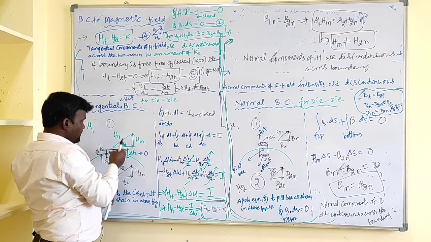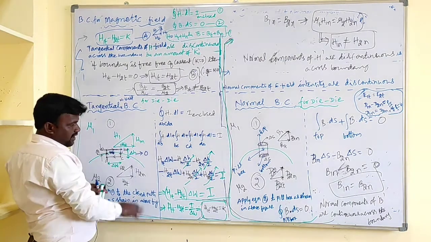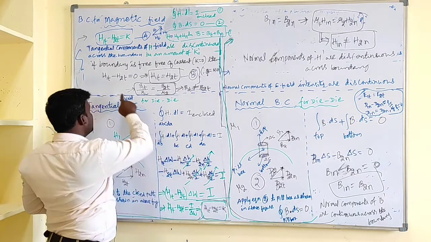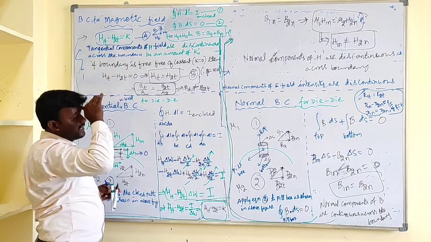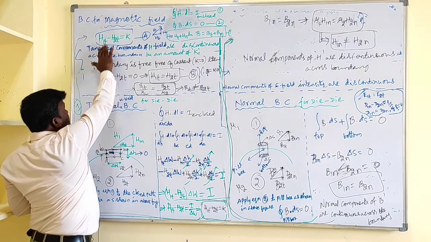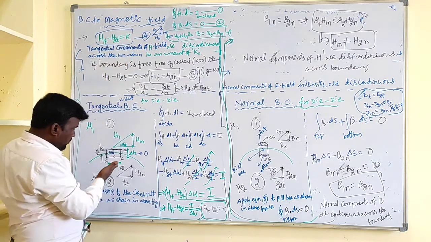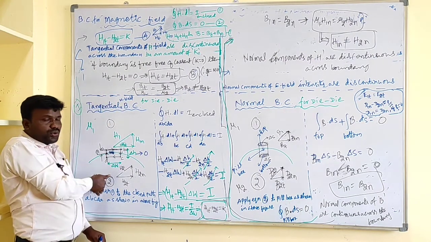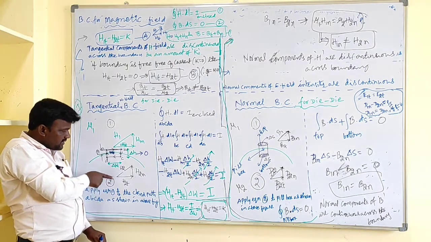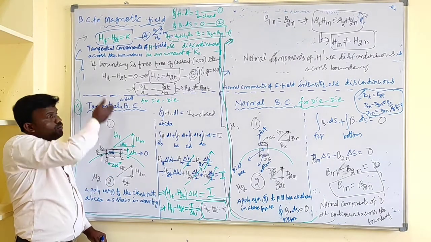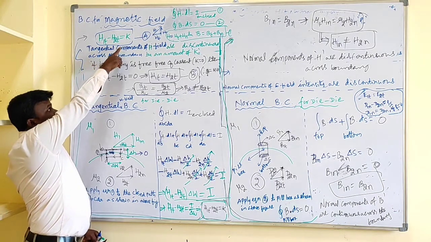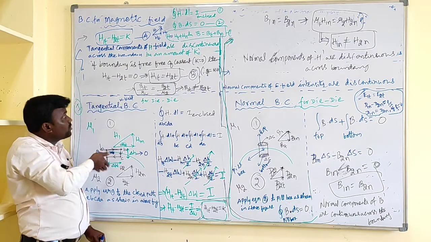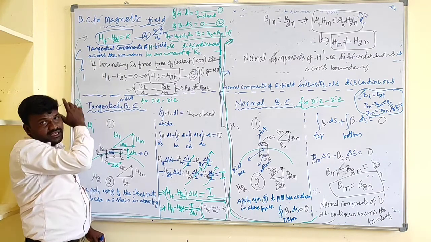Let us apply equation 1 to derive the tangential boundary conditions. After application of that equation and after simplification, we got H1t minus H2t equal to K, if the field is directed from 2 to 1. Basically we assumed the field direction is from 2 to 1. In that case we have H1t minus H2t equal to K. Otherwise, if you assume the field direction is from 1 to 2, in that case H2t minus H1t equal to K.